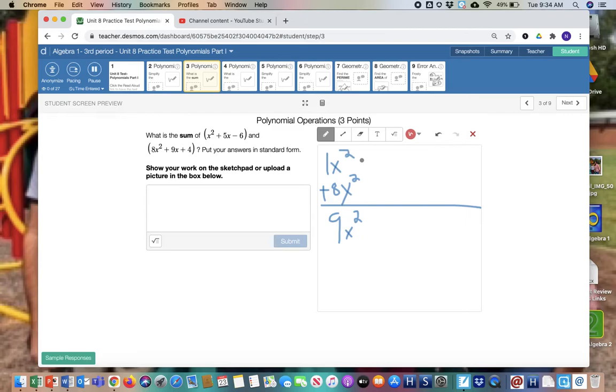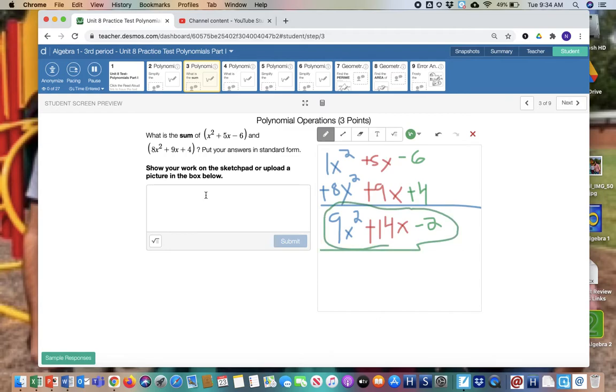Next I'm going to look for just my x variable. So here I see 5x, so I'm going to write plus 5x, and then I see plus 9x. So 5x plus 9x, 9 plus 5 is 14. Remember, when you add and subtract, the variable and the exponent stay the same. So just 14x here. Then I'm going to do my -6 for my integer with my plus 4 here. So I've got -6 plus 4, which gives me -2. So then this is where I'm at here.